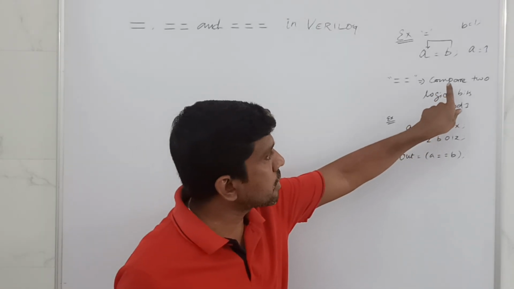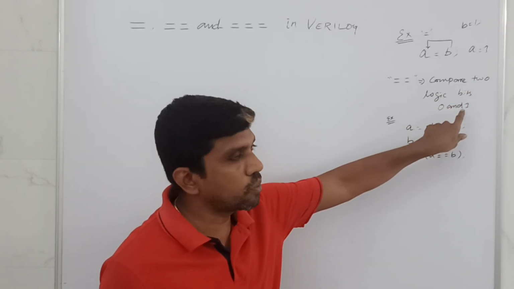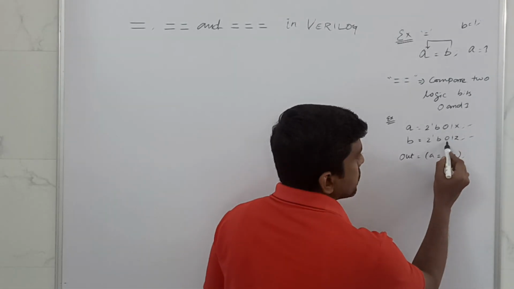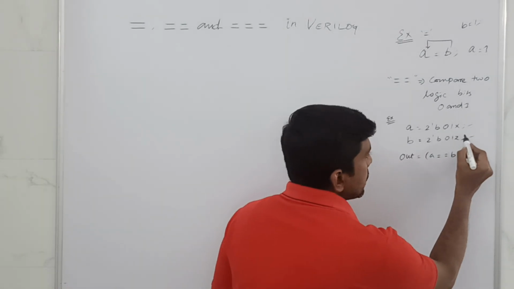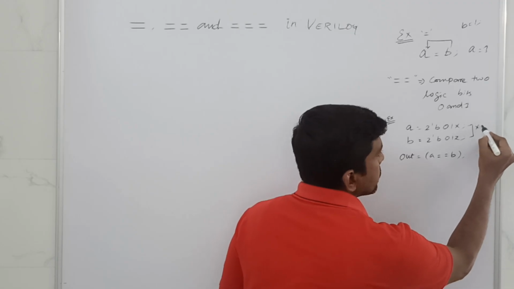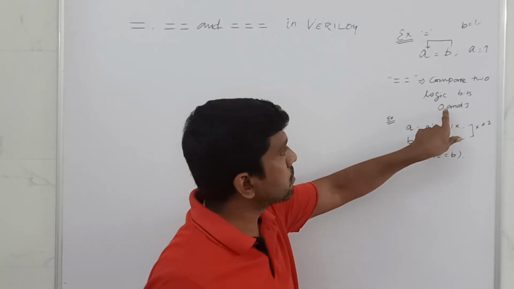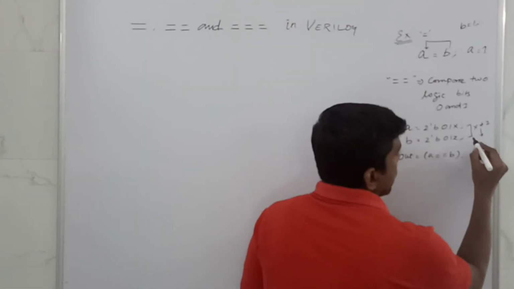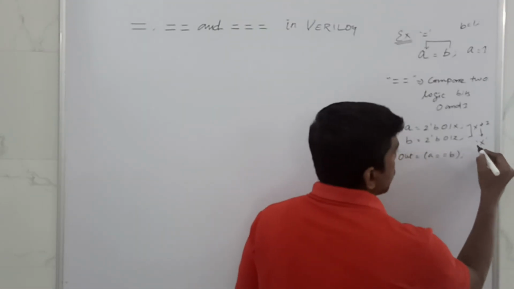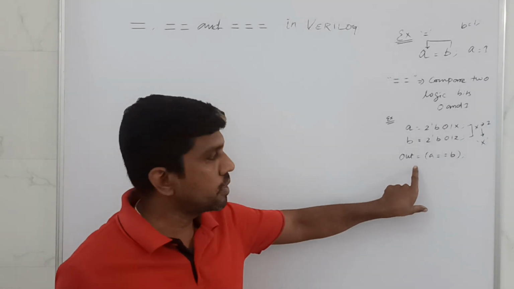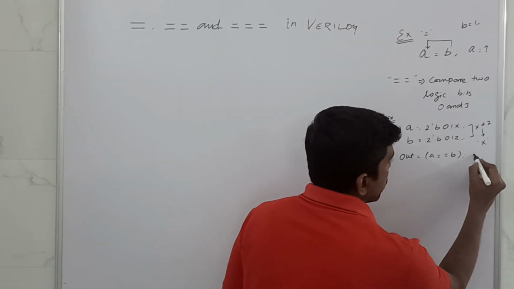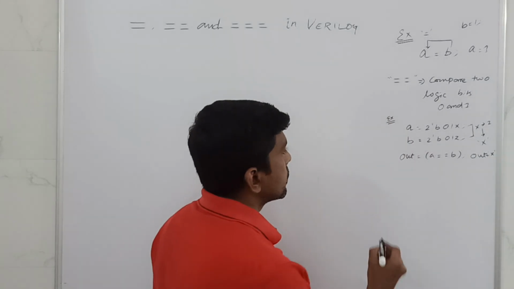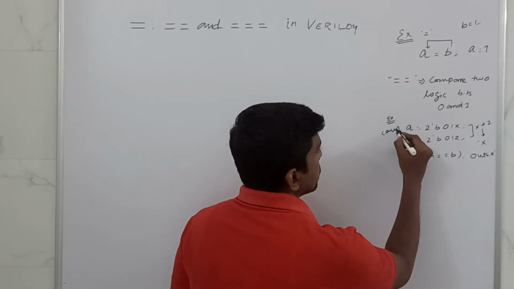Here the condition is to compare two logic bits 0 and 1, but here we assign the values 0 1 x and 0 1 x. This x and z does not come under the condition of 0 and 1. So here the result is x, don't care. After comparing these values, out = don't care. This is case 1.